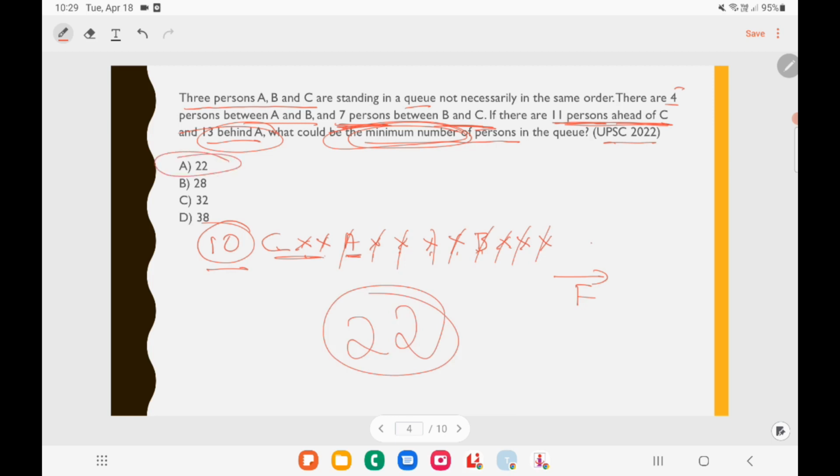And if you have confusion there, actually 22 is the smallest number in these options, right? So the answer will be 22, because they have asked about the minimum number and we got 22. So it will be the answer, because it is the minimum number in the options as well. Okay. So in this way you need to attend this question. And if UPSC has asked what is the maximum number of persons in the queue, then you need to take those possibilities in which you have to draw more number of persons.